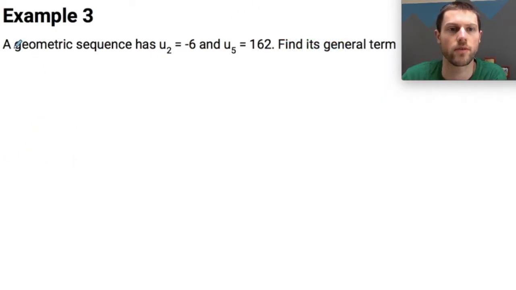In our third example, we have a geometric sequence with the following two terms given. U sub 2 is equal to 6, and U sub 5 is equal to 162. Oh, excuse me, negative 6. U sub 2 is equal to negative 6. U sub 5 is equal to 162.